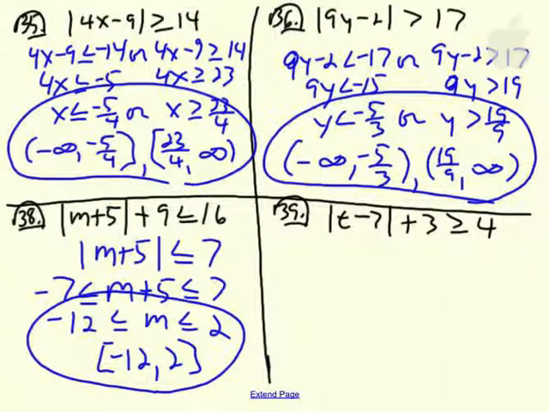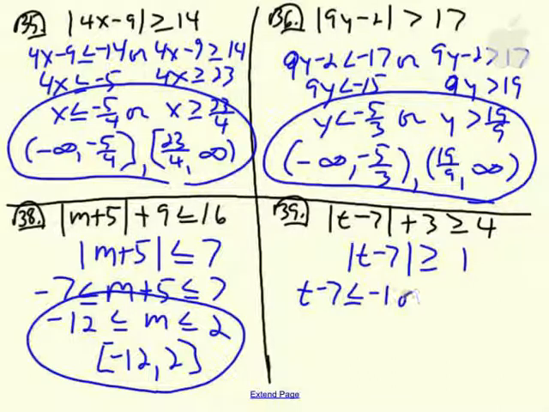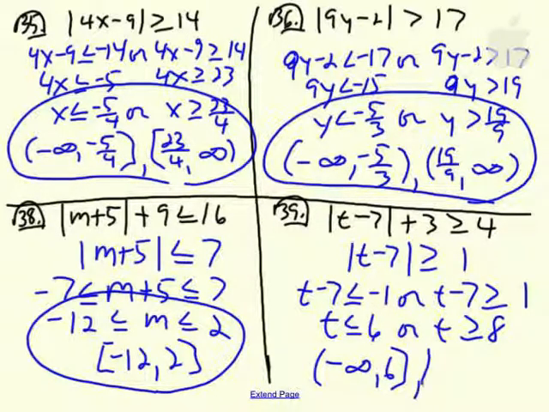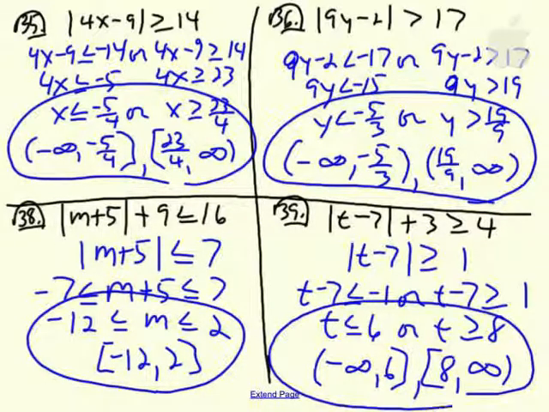Hope you're getting it. And then in 39, we've got the absolute value of t minus 7. We have to subtract 3 first. This is wings. T minus 7 has to be to the left of minus 1, or t minus 7 has to be to the right of 1. Solve each. T is less than or equal to 6, or t is greater than or equal to 8. And here are the intervals that go with it. I think that might be it. Let's see, the next page.